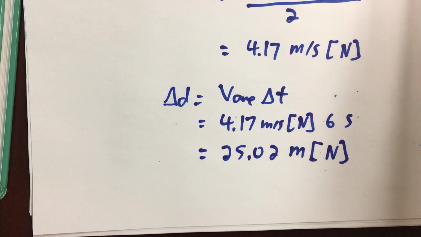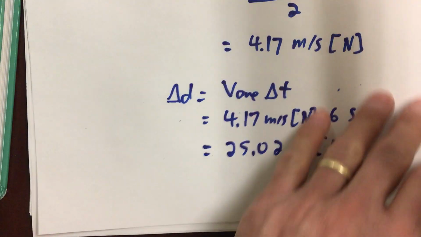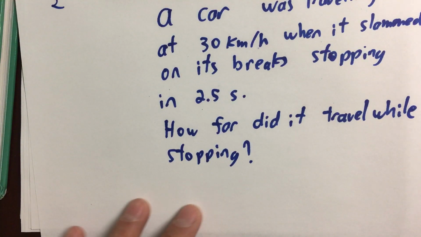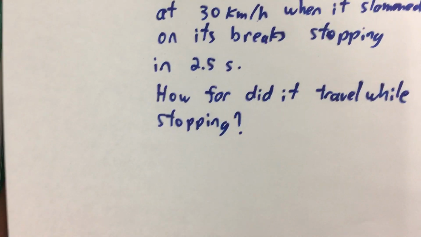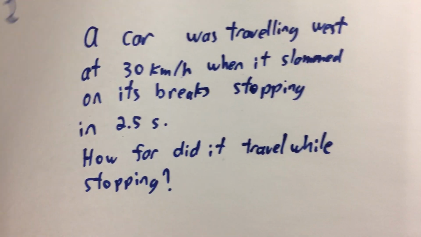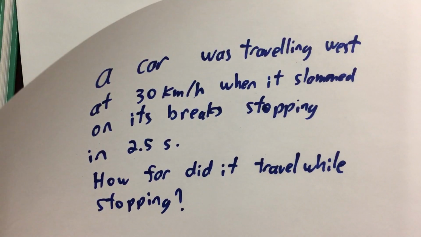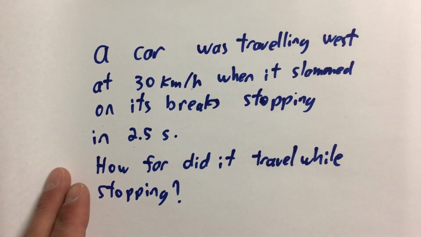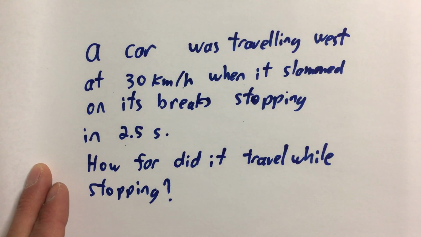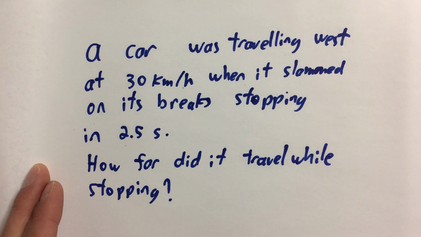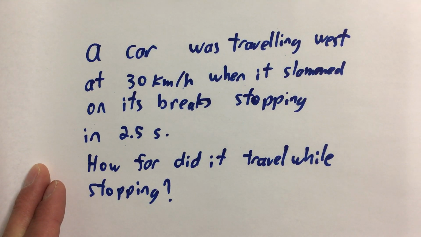Okay, I'm going to do 3 more problems here. And I specifically chose these problems so that we could see a variety of the equations in use. So, problem number 2. A car was traveling west at 30 kilometers per hour when it slammed on its brakes, stopping in 2.5 seconds. How far did it travel while stopping?